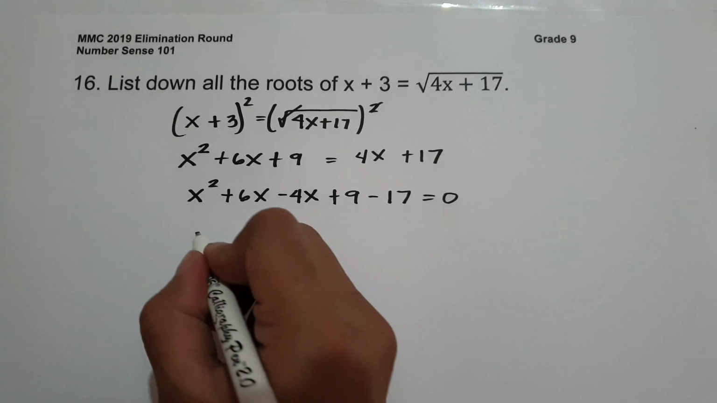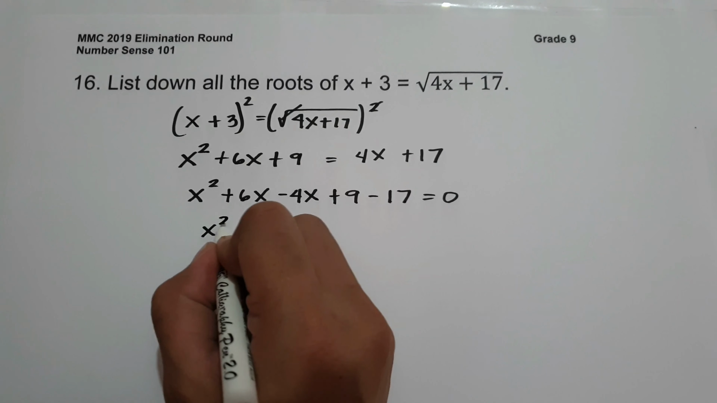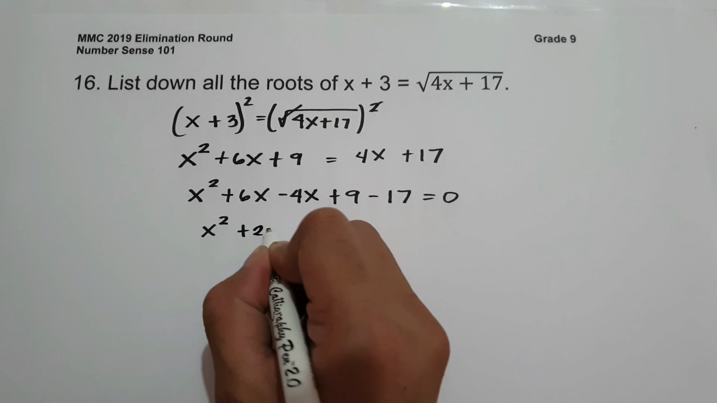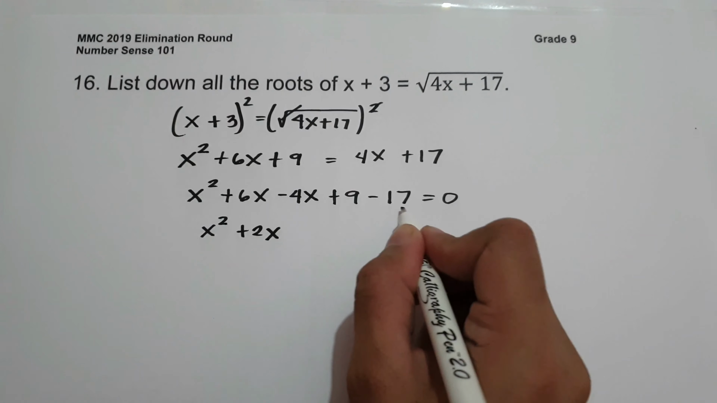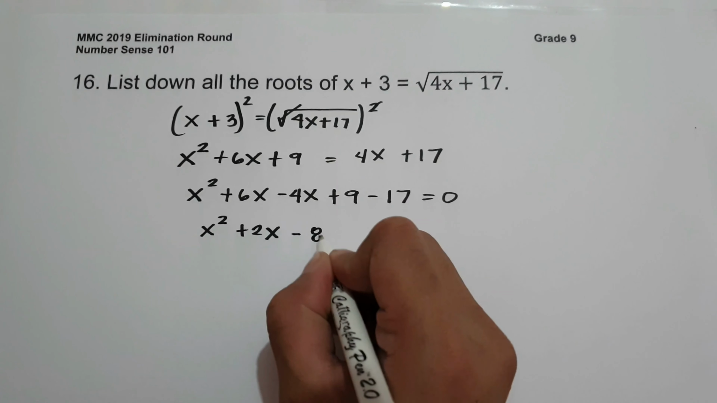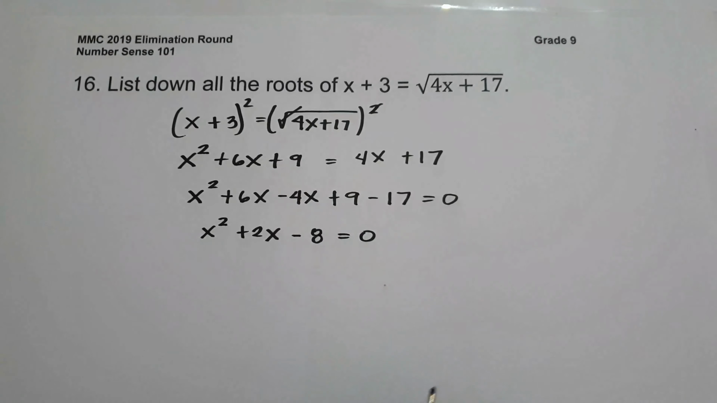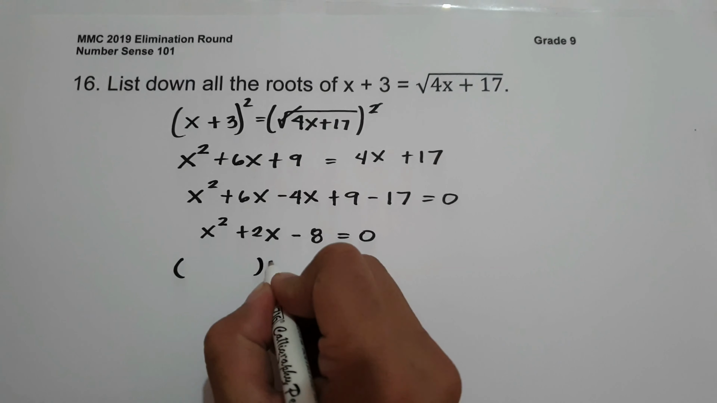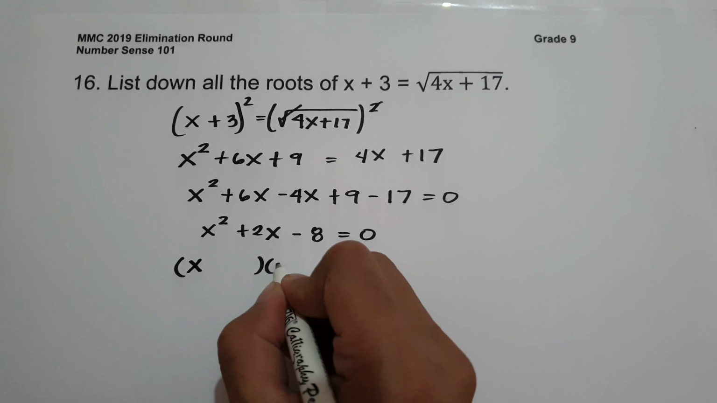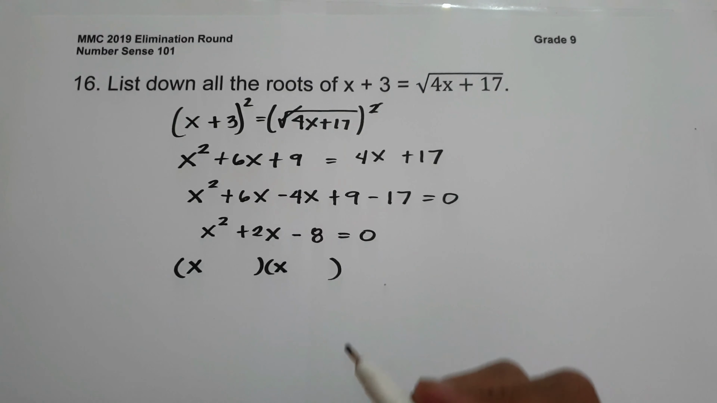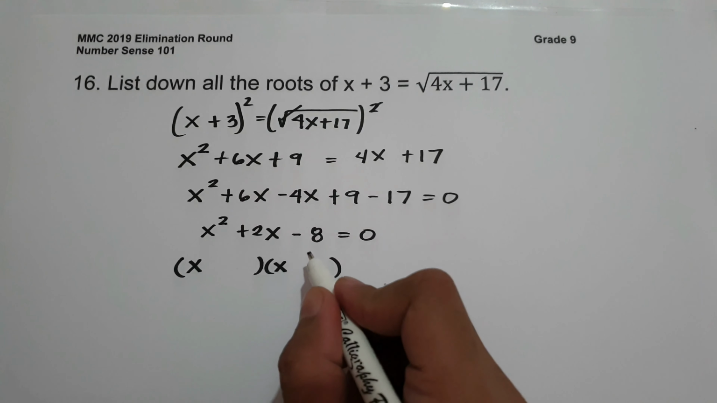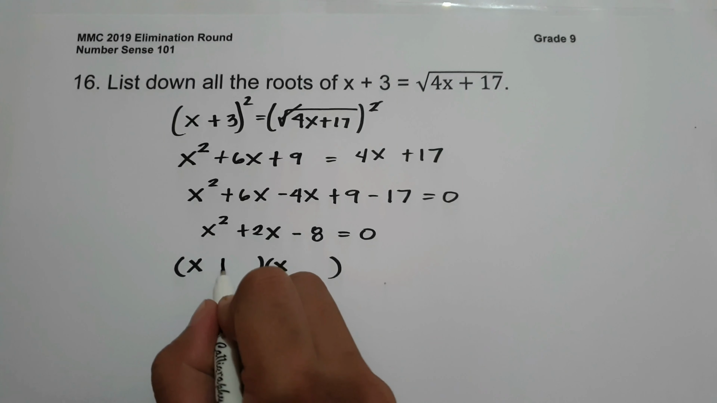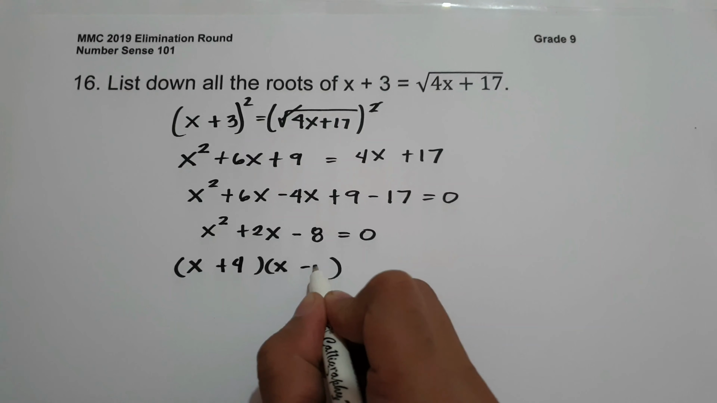And then let us simplify. We have x squared, 6x minus 4x, that is 2x. And then 9 minus 17, that is negative 8, equals 0. So let us factor this one. The factors of x squared, that is x and x. And what are the two numbers? If we multiply, we can get negative 8, and if we add, we can get positive 2. And that is positive 4 and negative 2.